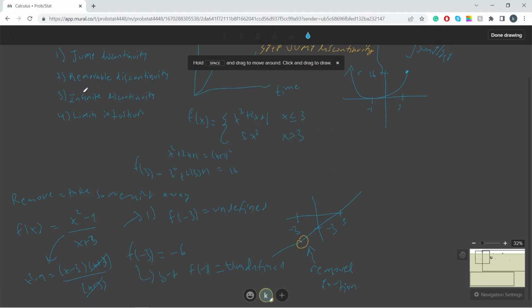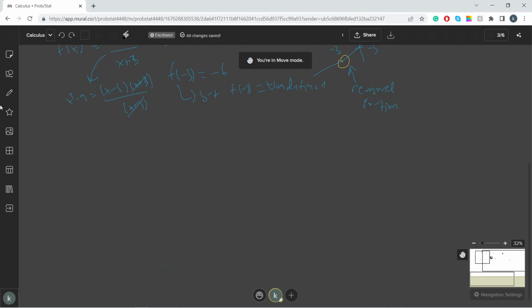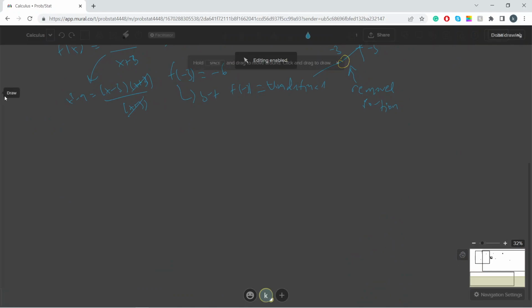And the third type of discontinuity is what we call infinite discontinuity. So let's move down here so we have enough room. Okay, and the third type of discontinuity we have is infinite discontinuity. So the way I'd like to think about infinite discontinuity is best demonstrated through a function like this. So we're going to take what's called a rational function. So let's say we had this as our example.